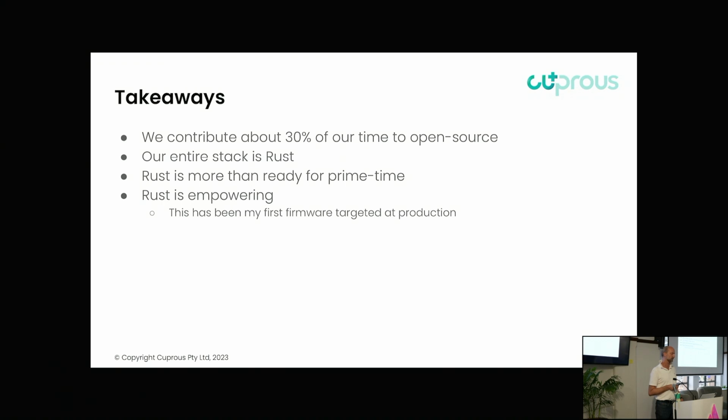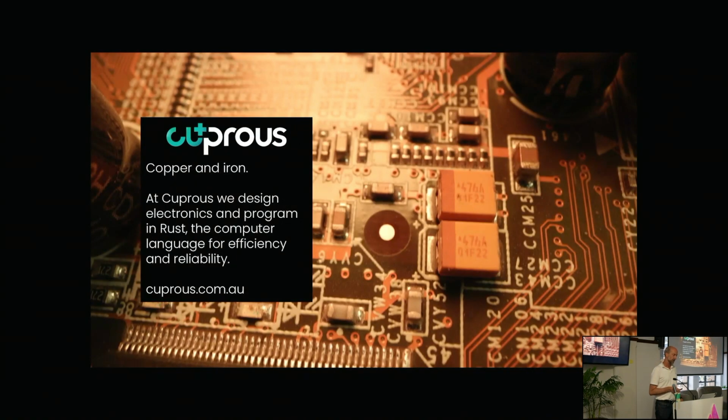But Rust is definitely becoming, its ecosystem is definitely becoming a lot richer in that regard. So, what we're about is fundamentally about the electronics and using Rust with the target goal of using it as a language for efficiency and reliability.